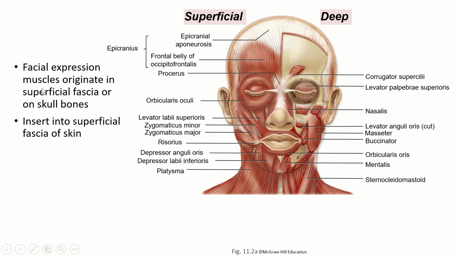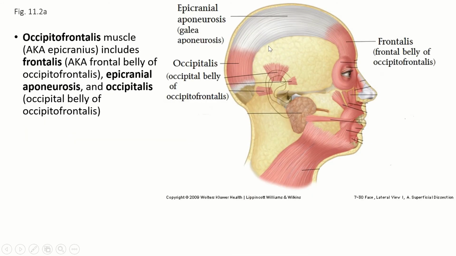They all originate either on the superficial fascia or the skull bones. And they insert into the superficial fascia, so they pull on the skin to move the skin to make expressions. The first one we're going to learn is the Occipitofrontalis. It's actually a two-part muscle connected by an aponeurosis. You remember, an aponeurosis is a wide, flat band of tendon.